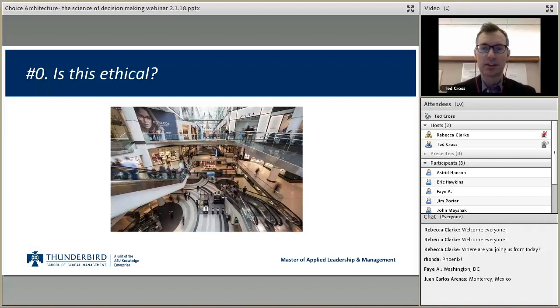Now, let me give you an example. Here is a picture of a typical American shopping mall. Now, you'll notice there's escalators and there's signage everywhere, and this is sort of the common area of the mall. And you'll notice there's lots of tiled areas, it's very open, there's lots of things going on.